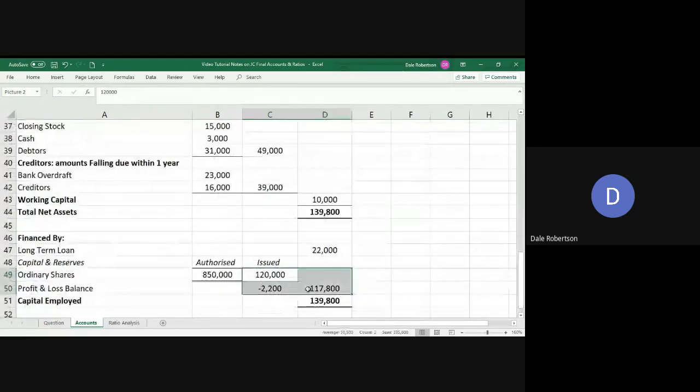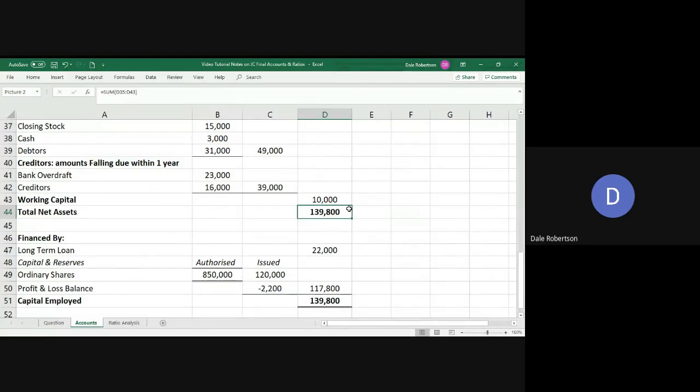We add that on to get, and when you add up all 3 of those, here I've added these 2 to get 117,800, and then I'm combining now the bank loan with that. When you add up all 3, essentially, you are left with 139,800. And when this 139,800 matches this 139,800, well, then you know that you have balanced your accounts correctly.